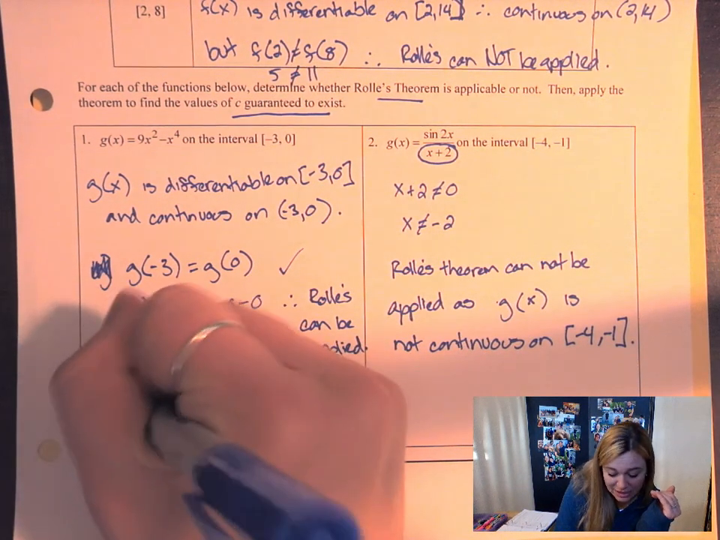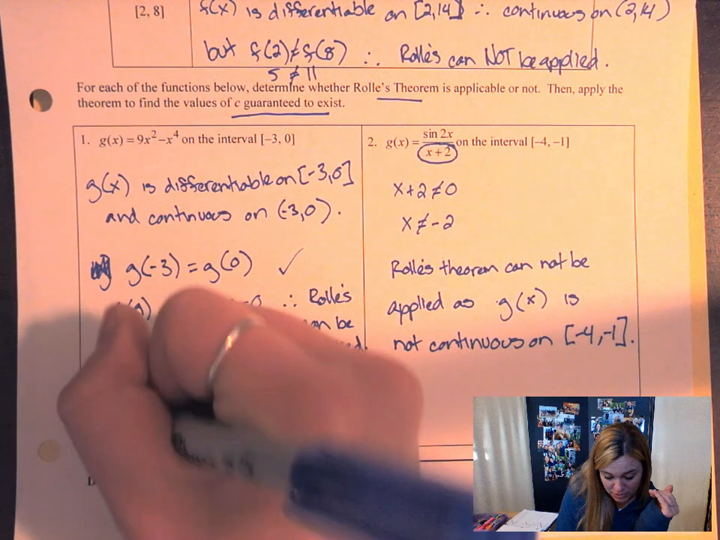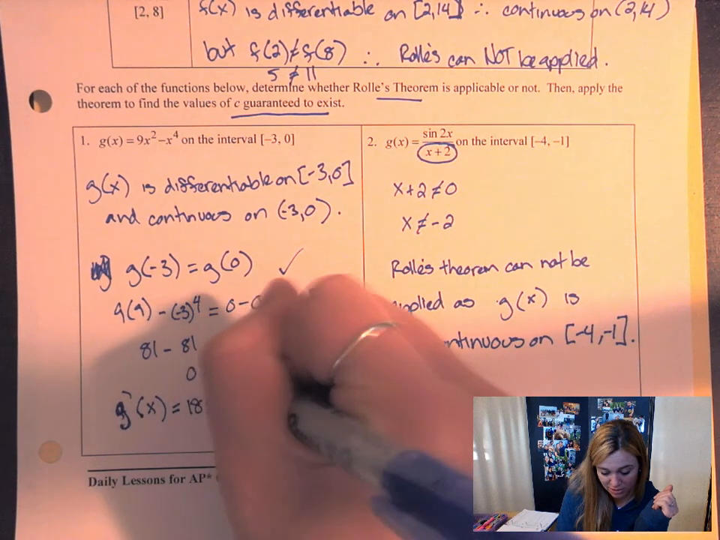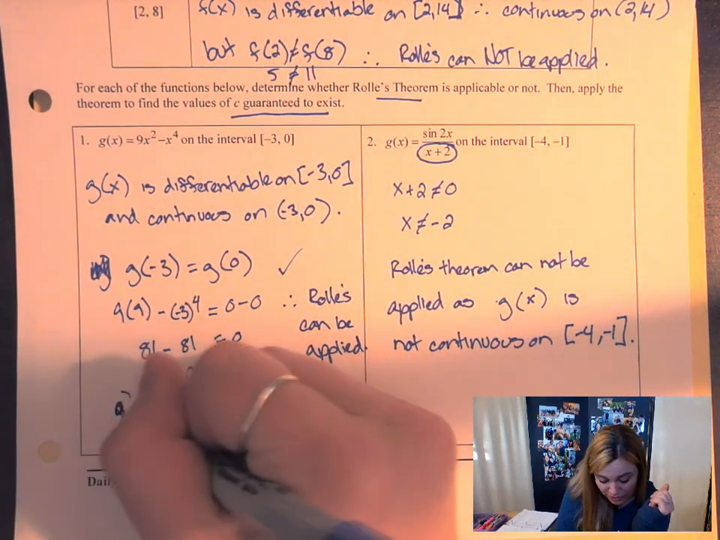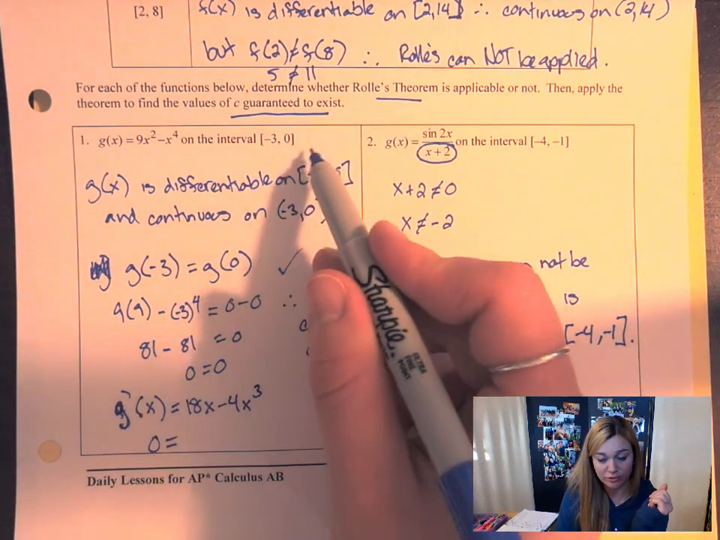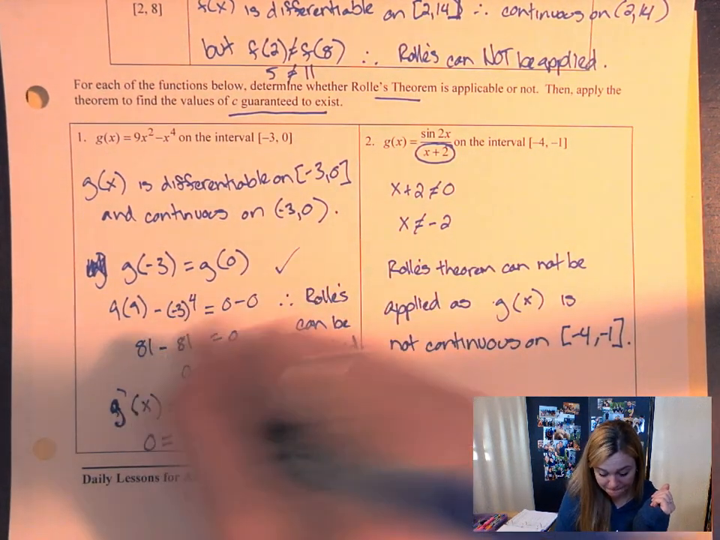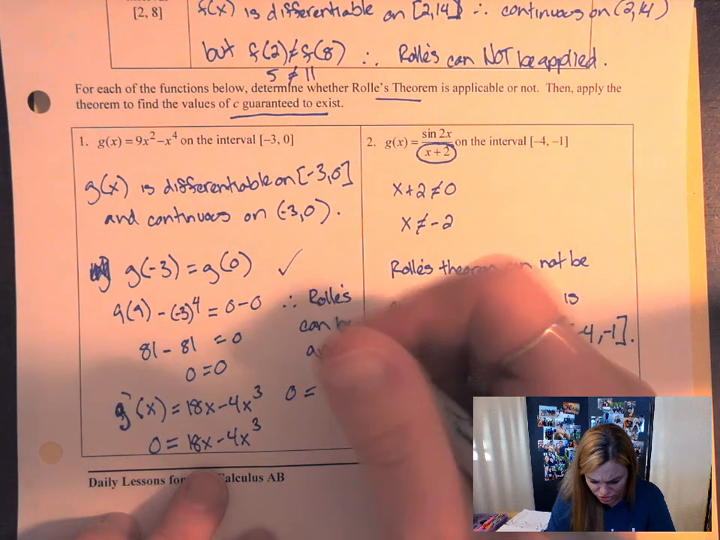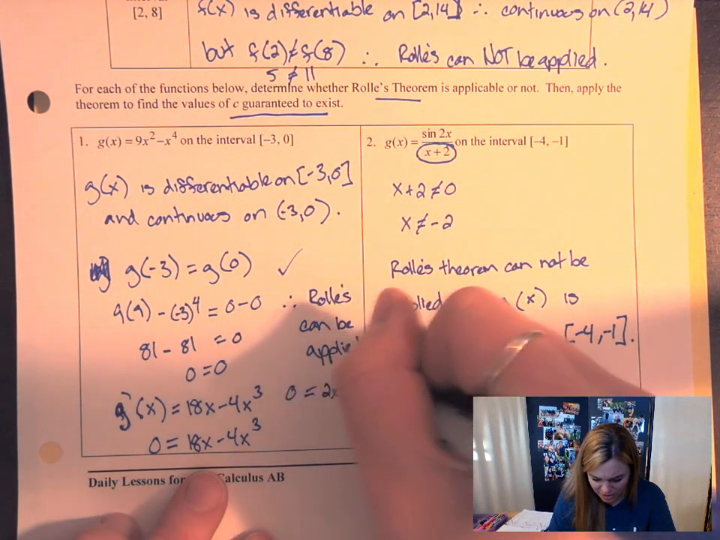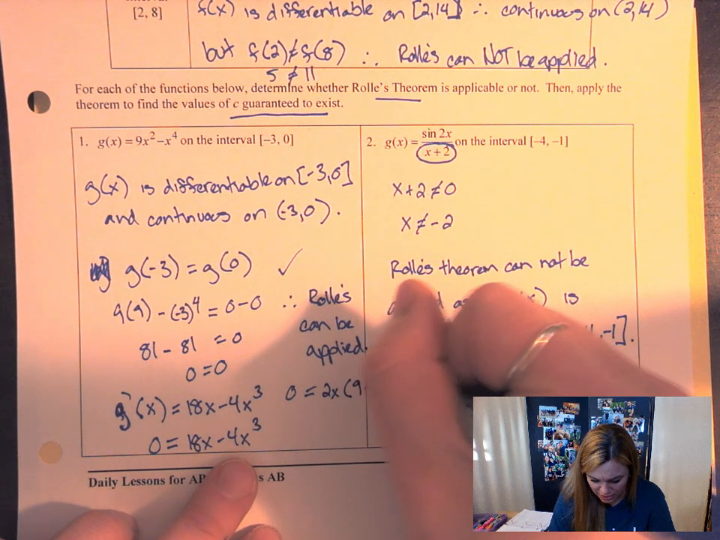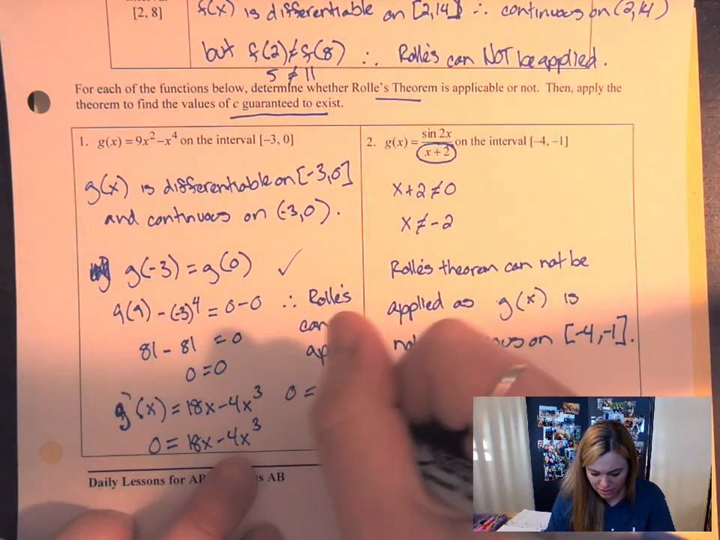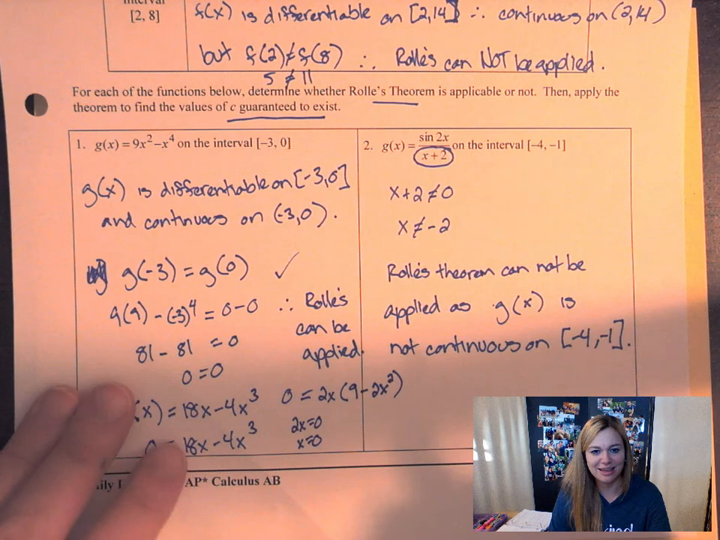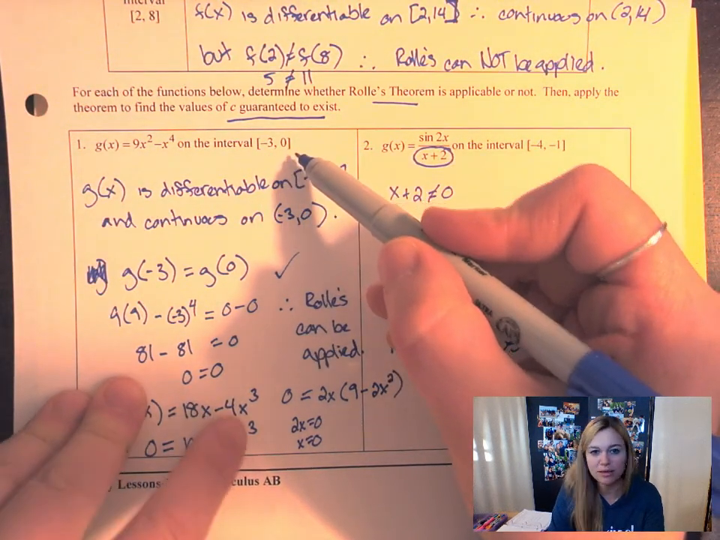So what I need to do is find f prime of c, or in this case, g prime of x, which would be 18x minus 4x to the third. And I want somewhere where this derivative is equal to 0, and it has to be within this interval from -3 to 0. That's what I'm trying to find. So when I factor anything that I can, I'm going to take out an x and a 2. I'd be left with 9 minus 2x squared. And then I want to say, okay, this would be 2x equals 0, x equals 0. That's not in that open interval from -3 to 0.